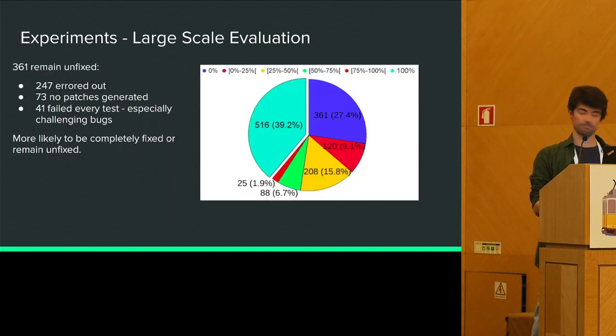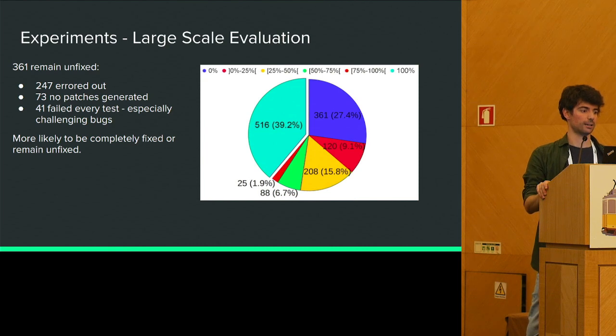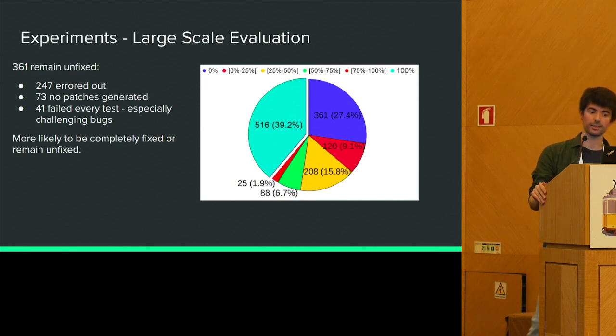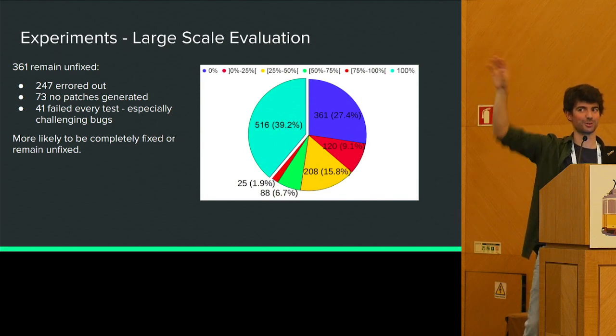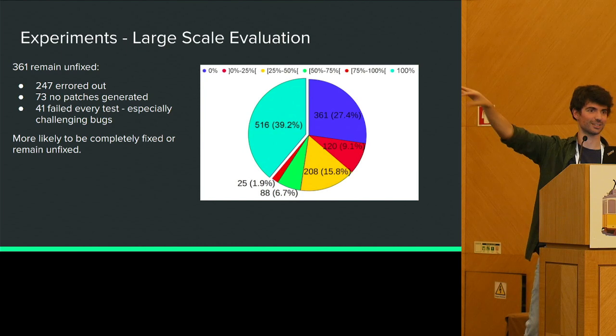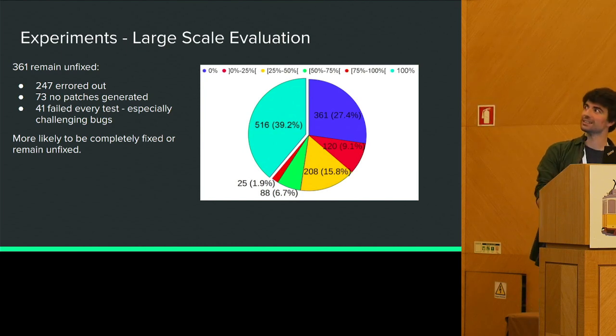Another way to look at the data, so 361 programs remain unfixed, with 247 of them erroring out, 73 had no patches generated, and 41 actually failed every single one of the 10,000 inputs. So these were especially challenging bugs. And what we also notice is that it is more likely for a program to be completely fixed, those 516, or remain unfixed with 0% of test cases. So it's more likely that the program will fall into one of these categories. The partial fixes are in a lesser quantity.